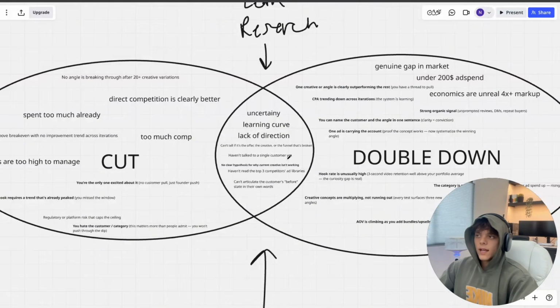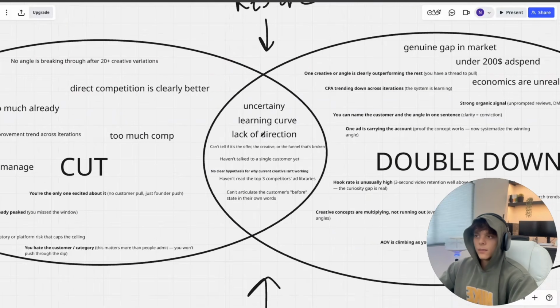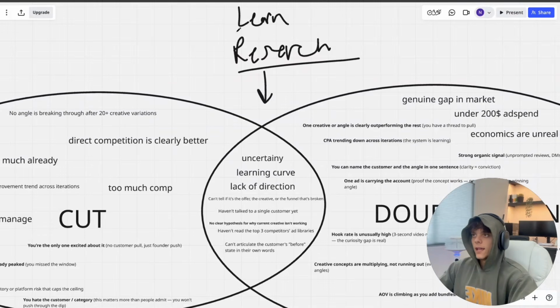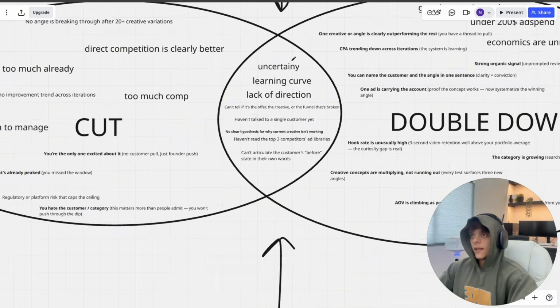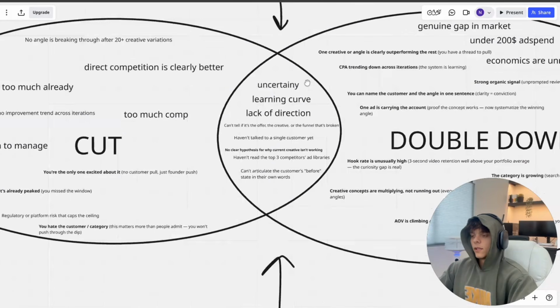Any product can sell. You should have direction for any type of product. So if someone comes to me and they have lack of direction, it's a sign that they haven't done their research and they haven't learned enough, right? If they can't tell if it's the offer, the creative, or the funnel that's broken, that's another sign that you need to do a little bit more learning, a little bit more research.